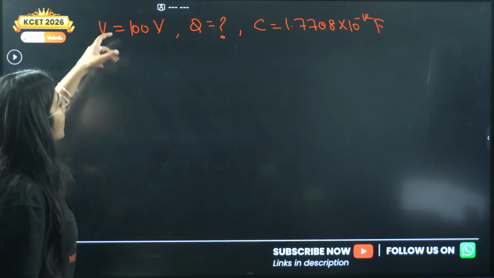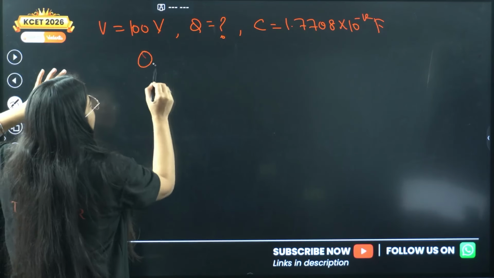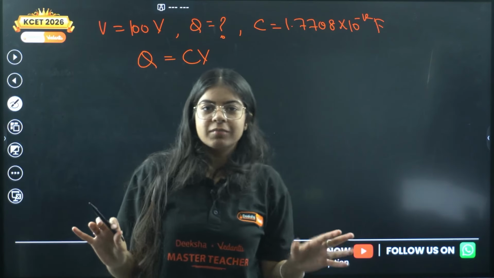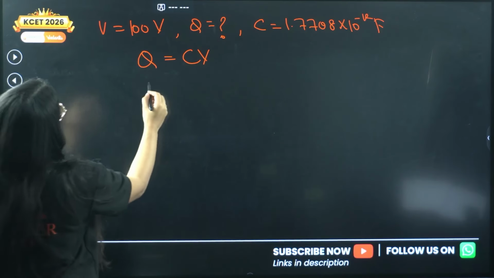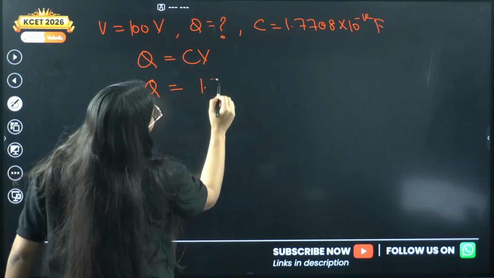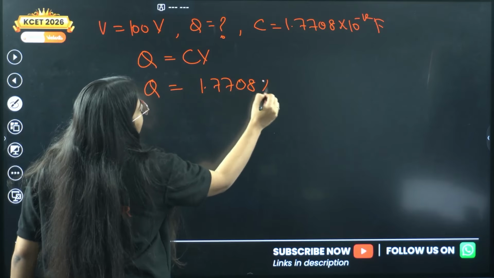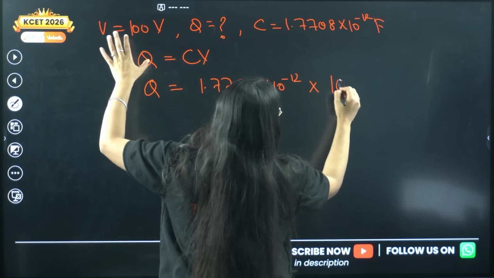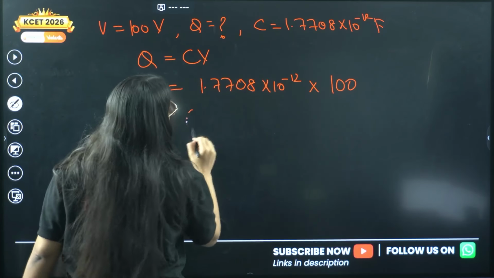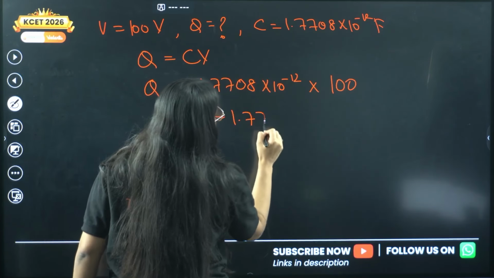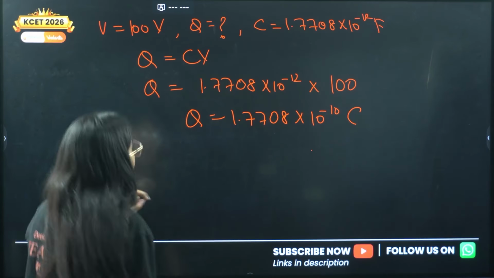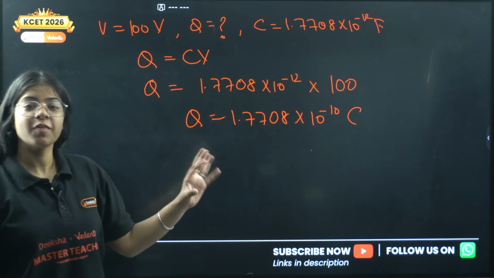Correct? Now, I know that Q equals CV. I know this direct formula for a capacitor. So I'll just use that. I need to find Q. So this will be 1.7708 into 10 raised to power minus 12 into 100. So Q will be 1.7708 into 10 raised to power minus 10. Okay, so this will be the value of charge.